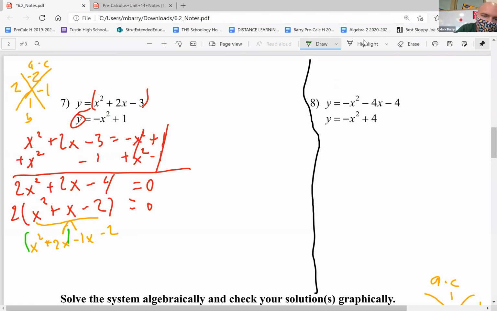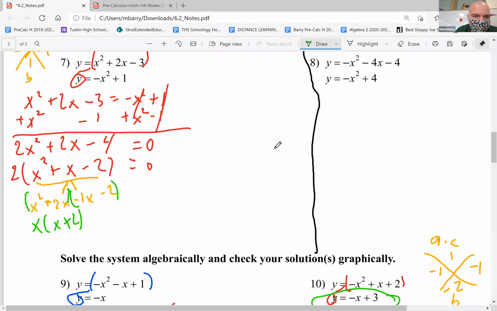I'll do my grouping now. So I can take an x out of there, leaving x plus 2. The second group, I can take out a negative 1, leaving x plus 2. So I get x minus 1 times x plus 2 equals 0. Technically, I'm supposed to bring this 2 down here that I pulled out front. We're going to see that it's actually not relevant to the rest of the problem, though.